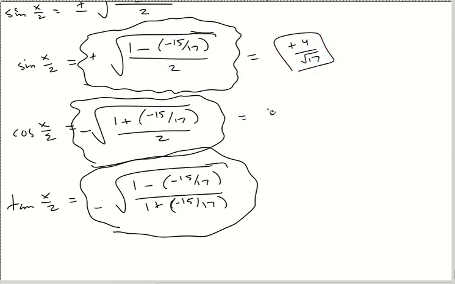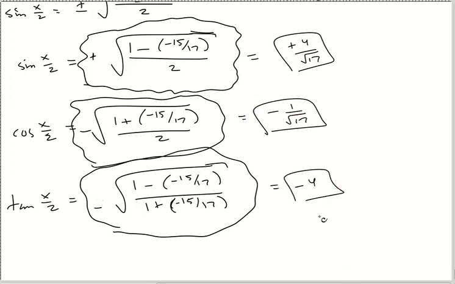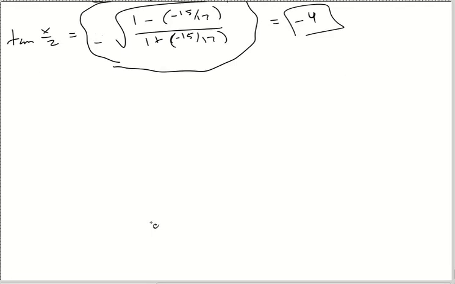Here, I've got a negative 1 over the square root of 17. This is super ultra simplified. And then finally, this guy is a negative 4 of all things. There you go. I'm not going to simplify them for you. I think this will work. If not, well, you know, do a lot of math. It should be fine, though.